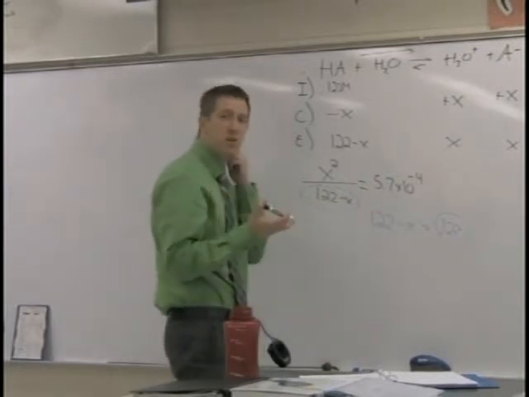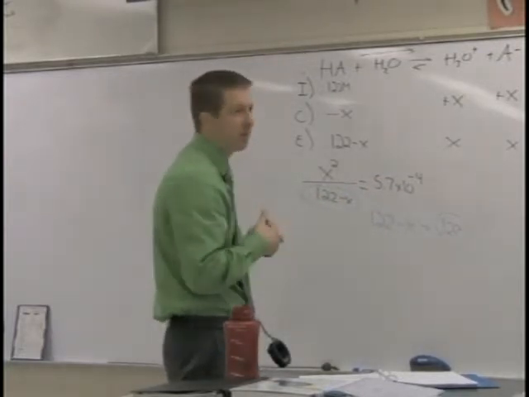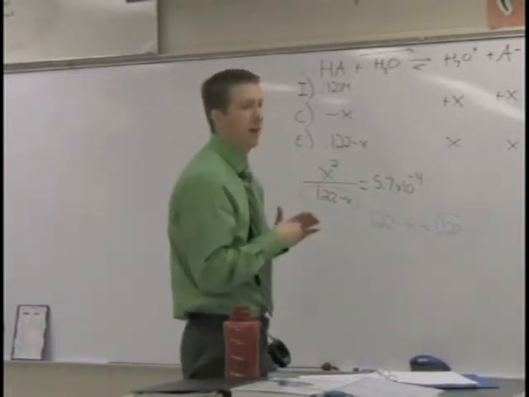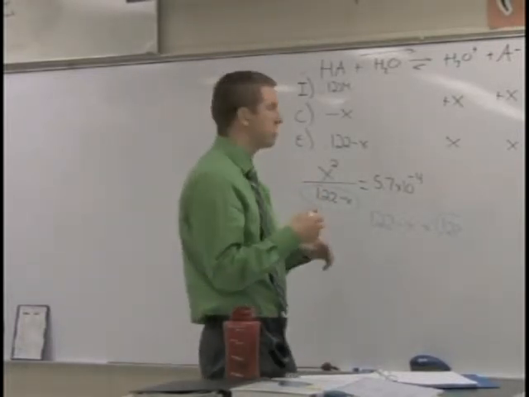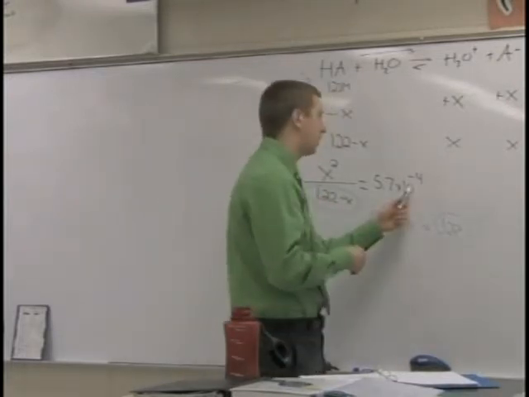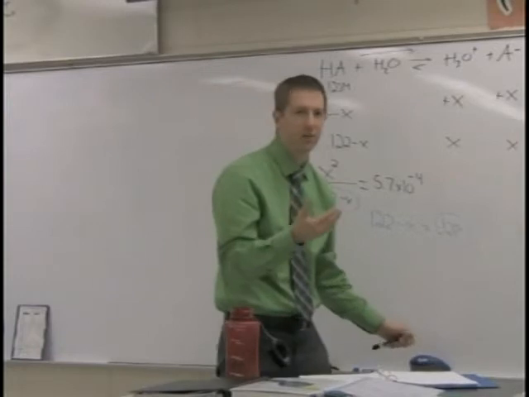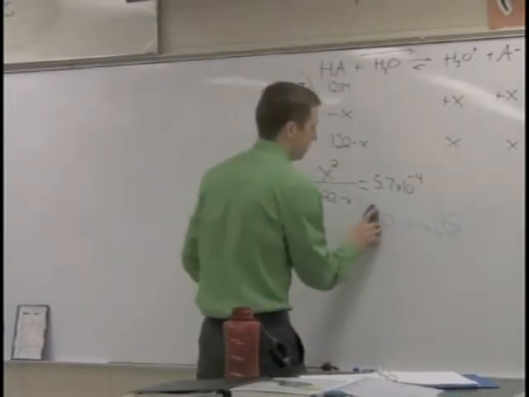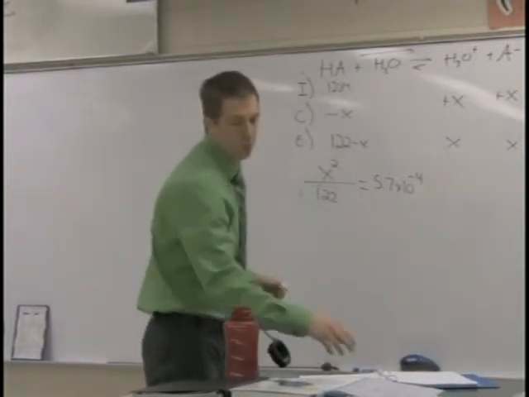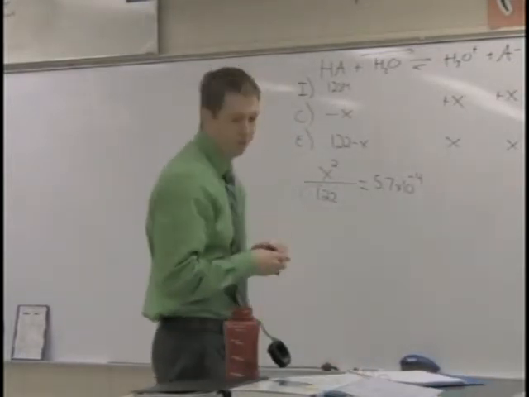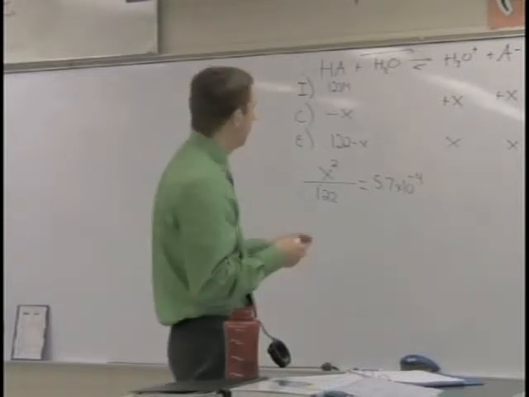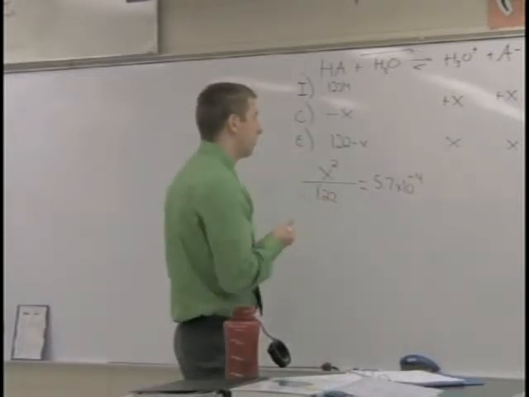We don't introduce that to you with equilibrium in the previous chapter because there you get equilibrium constants that are above 1, and there you cannot make that assumption. So some students always just use the quadratic formula because they don't trust when to use that assumption, but if your Ka is several powers to the negative, you should be able to use that assumption. So what I'm going to do is change this to now X squared over 0.122 equals 5.7 times 10 to the negative fourth. Now what I'm going to do is multiply both sides by 0.122.